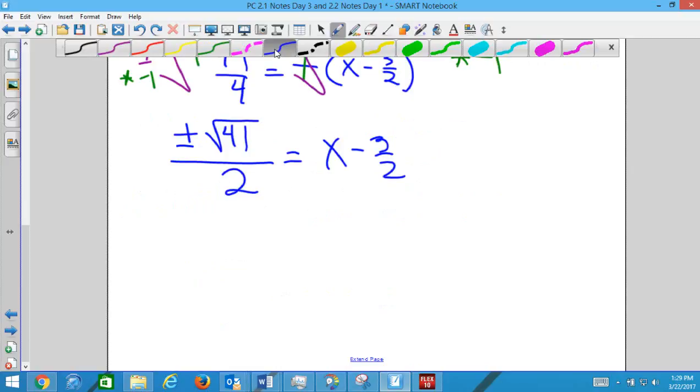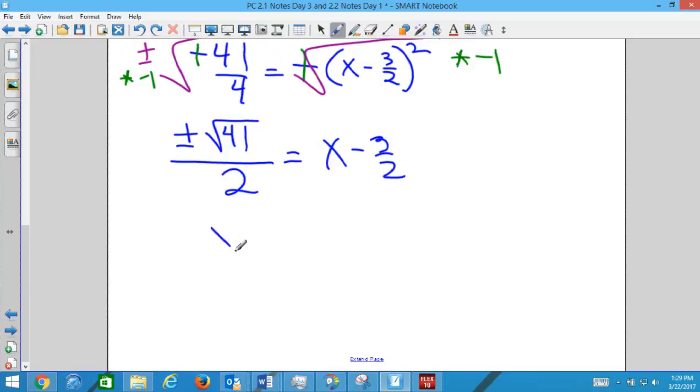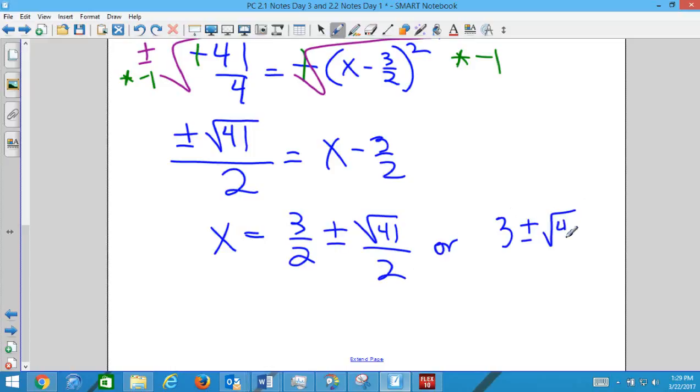Okay, where are we? Then we need to add 3 halves, so we have x equals 3 halves plus or minus square root 41 halves. There's another way you might see this question or this answer written. You might see it written as 3 plus or minus square root 41 halves. Since it is a common denominator, we can add the numerators together over the common denominator. Either of those would be fine.